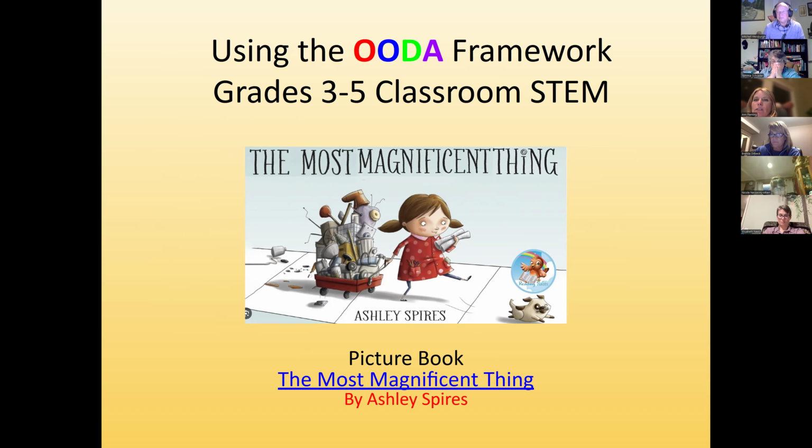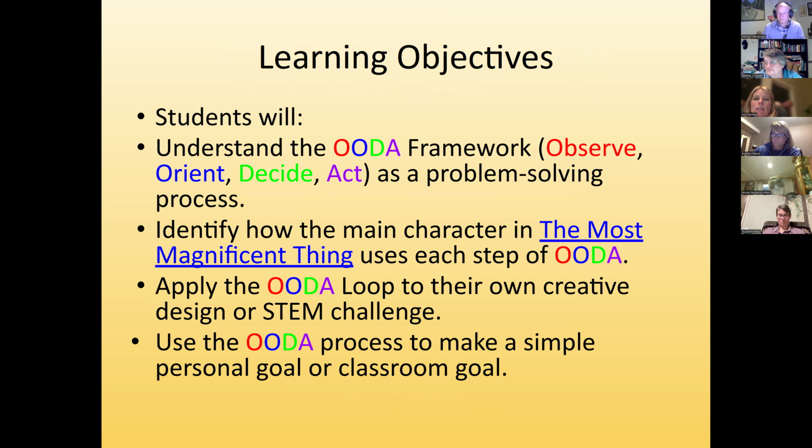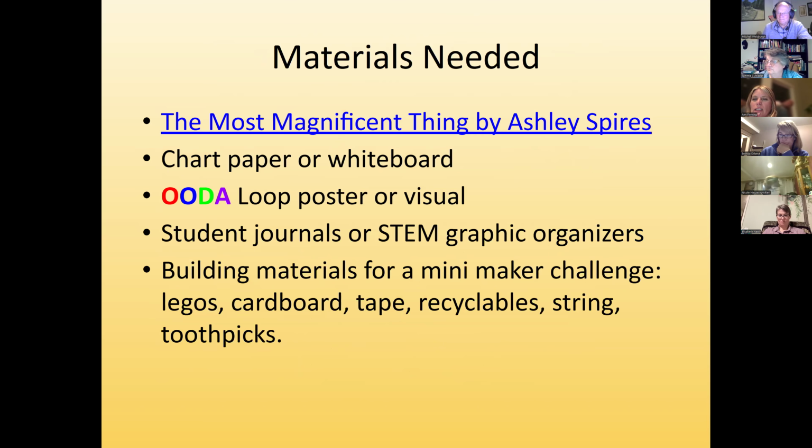Okay, so learning objectives. Students will understand the OODA framework, observe, orient, decide, and act, as a problem-solving process. Identify how the main character in The Most Magnificent Thing uses each step of OODA. They'll apply the OODA loop, the looping thought process behind OODA, to their own creative design or a STEM challenge. And then after that, we'll connect it to students using the OODA process to make a simple personal goal or classroom goal. And next slide, please.